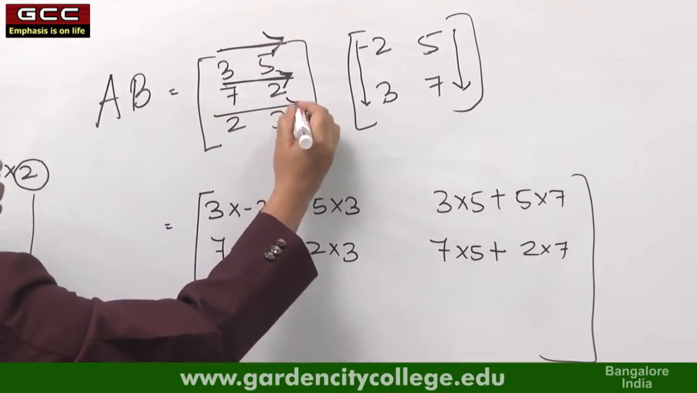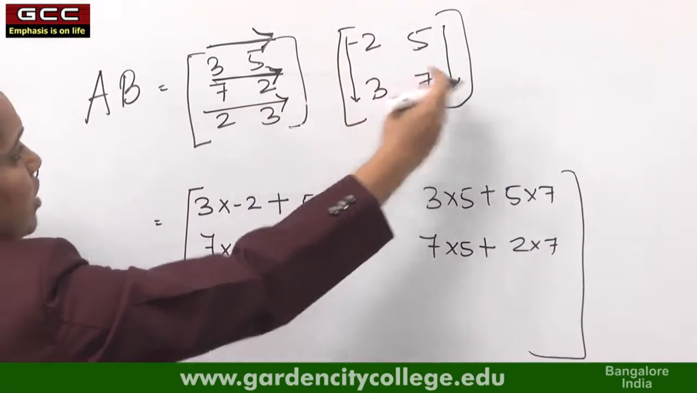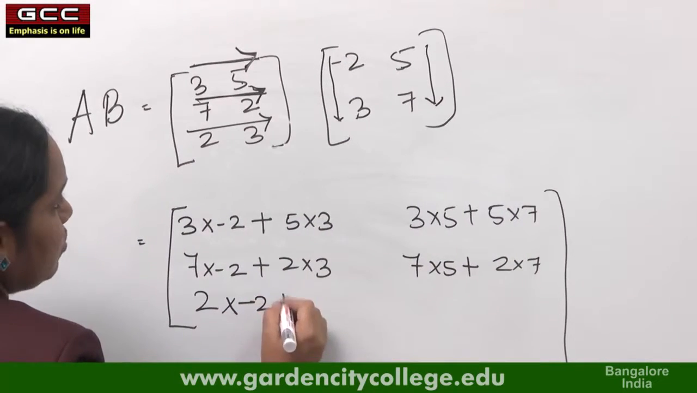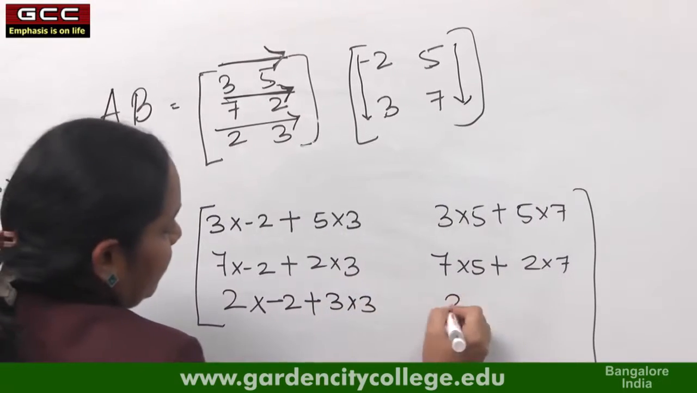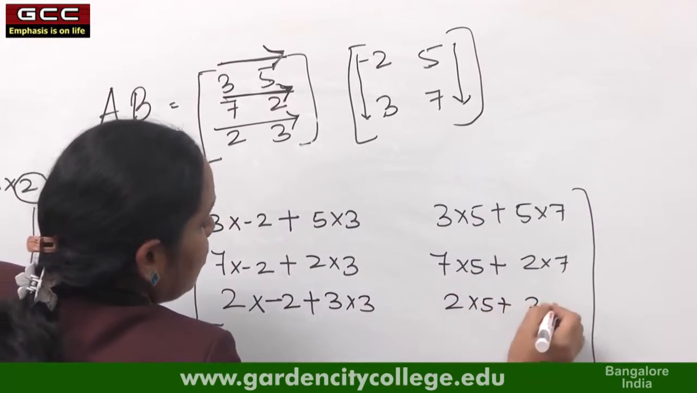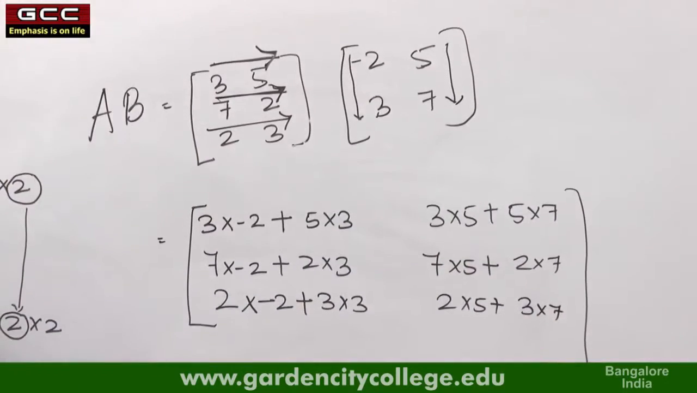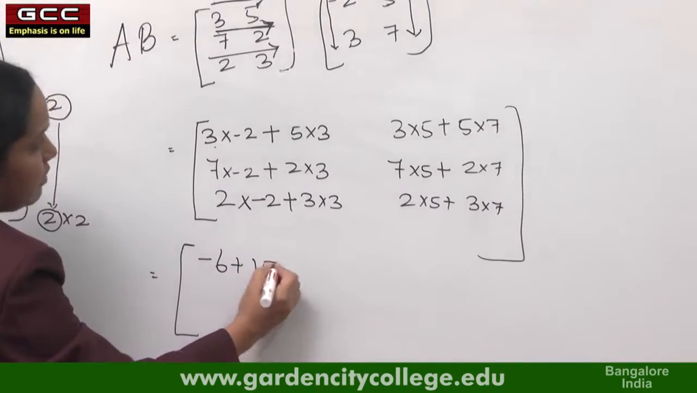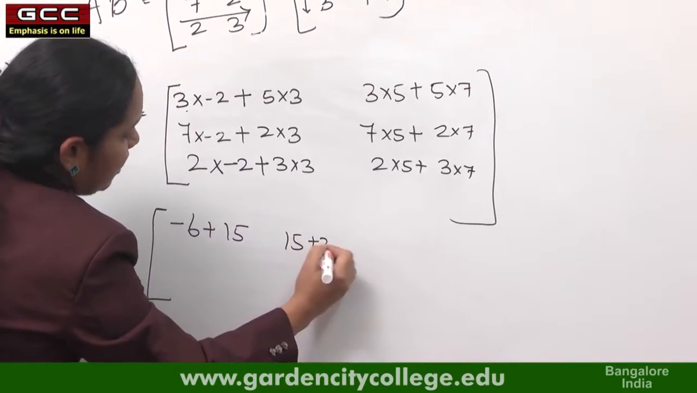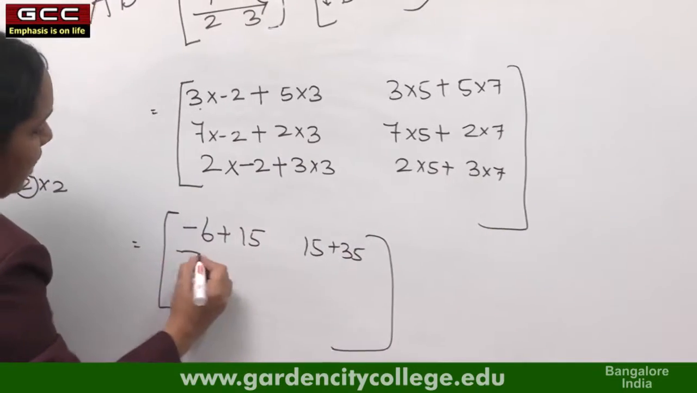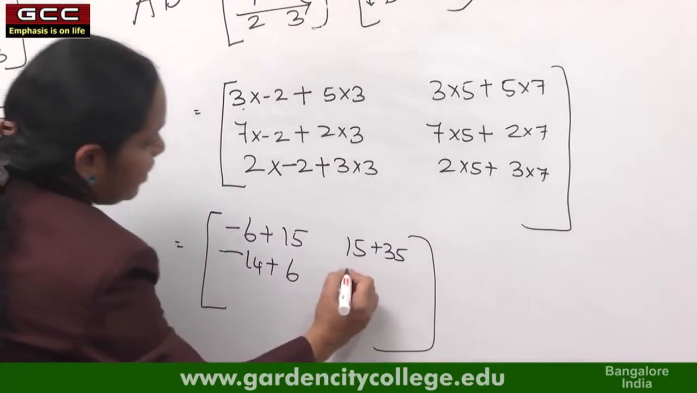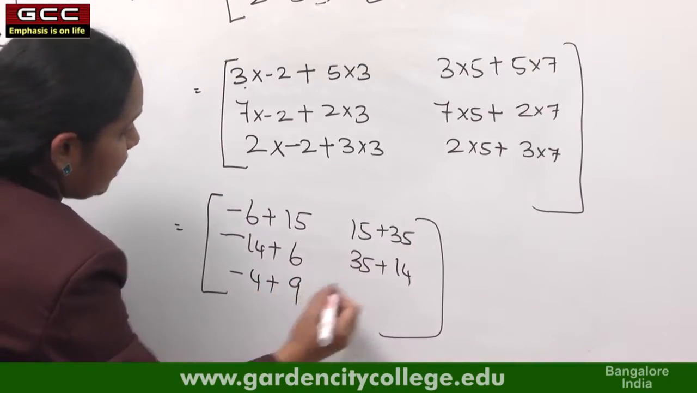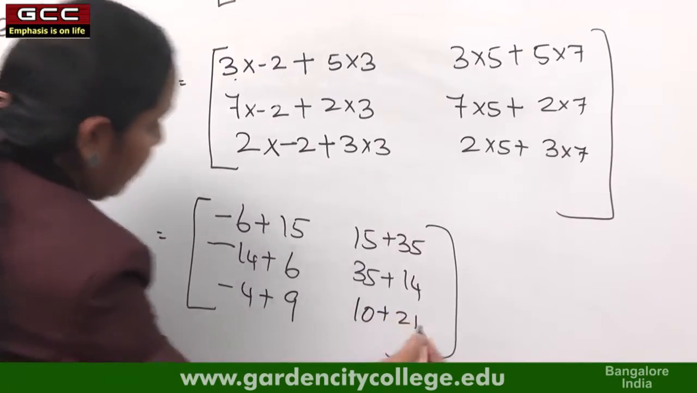So we are coming to the third row. Take the third row, operate it on both the columns, similar to the first two steps. 2 into minus 2 plus 3 into 3. 2 into 5 plus 3 into 7. So when I do these operations, it's minus 6 plus 15. Here it is 15 plus 35. Minus 14 plus 6. 35 plus 14. Minus 4 plus 9. 10 plus 21.